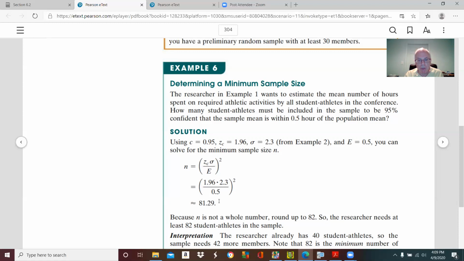Well, we can't have 0.29 of an athlete. So what you always do is, no matter what the decimal is here, you round up to the next whole number. In this case, 82. So the researcher, if they're going to do this research, they want to be 95% confident for the confidence interval that they're going to end up having. And if they want the margin of error to be 0.5, then they have to have at least 82 people in the survey. If they want more, that's great, but they should never have below 82 people in the survey.